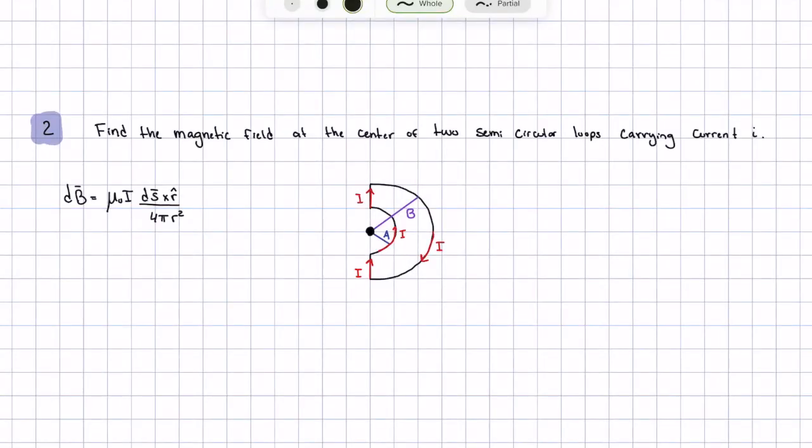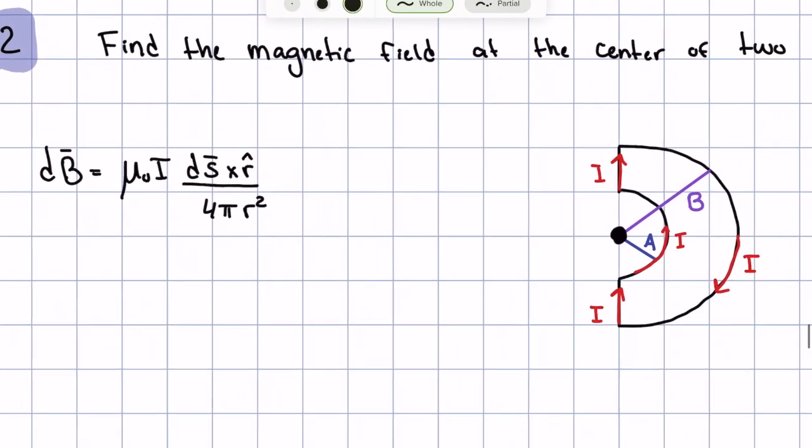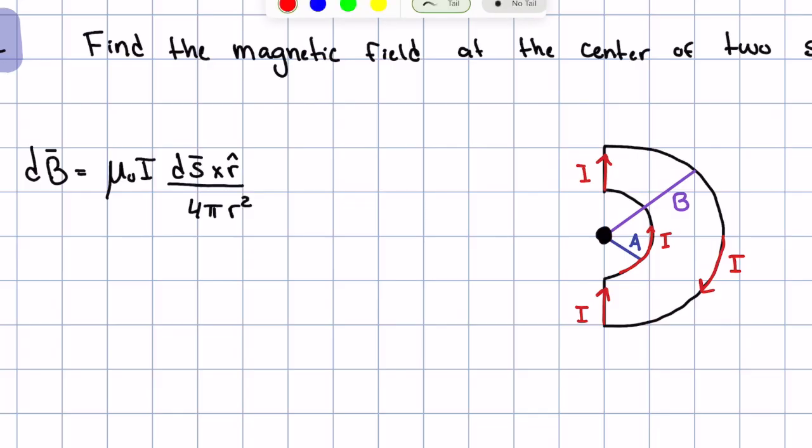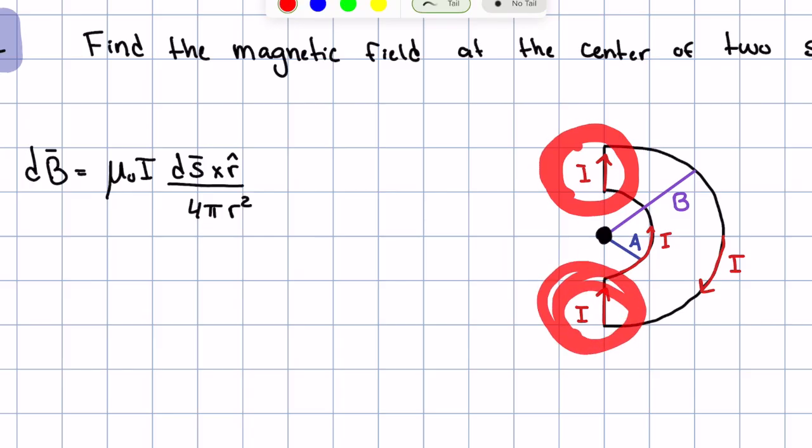In 2, we're asked to find the magnetic field at the center of two semicircular loops carrying current I. We're going to be using Biot-Savart's law for this, and we're going to start off by figuring out the contribution to the magnetic field due to these little straight lines of our current carrying wire.